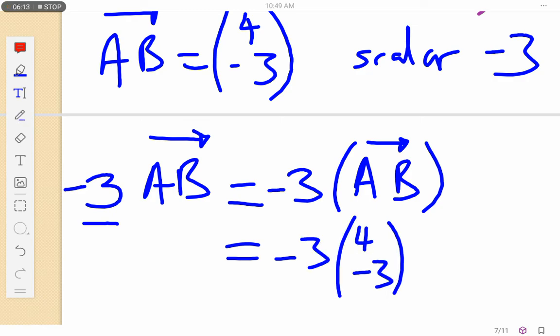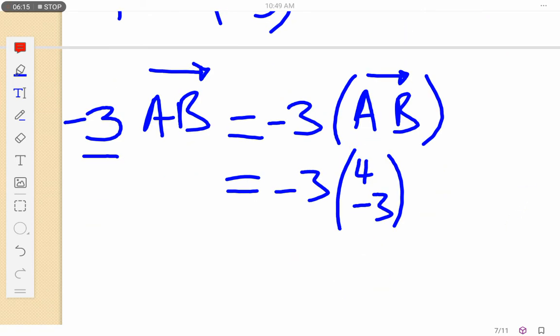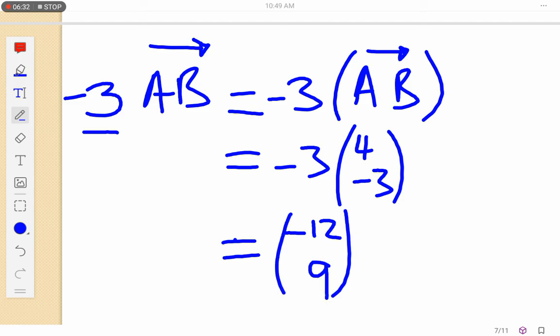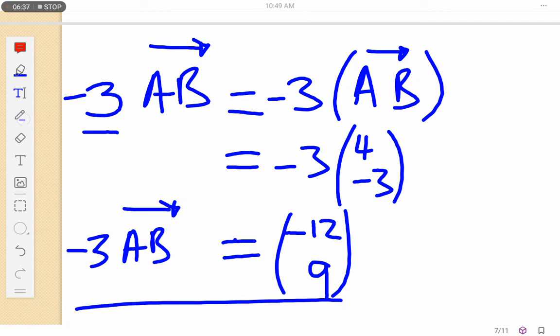Then we multiply each item inside the vector with -3. Okay, so I'll have -3 times 4, I get -12. Okay, -3 times -3, I get a 9. It becomes a positive. So this is -3 AB. This is the solution that we get for that scalar.